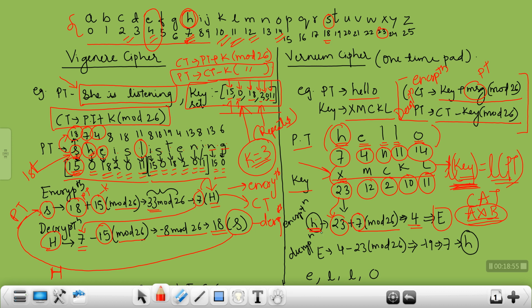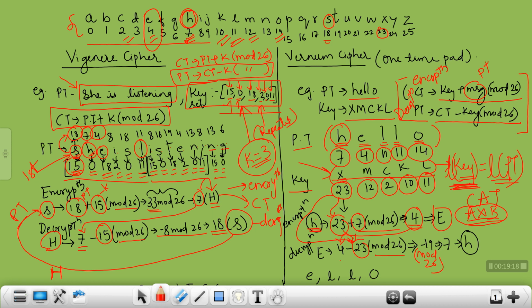The cipher text that we have got over here is 4. So it is cipher text minus the key, which will remain the same. Whatever key was associated, the same key is taken over here. So it is 4 minus 23 mod of 26. What is 4 minus 23? It is minus 19 mod of 26.